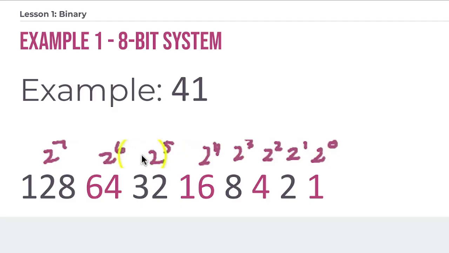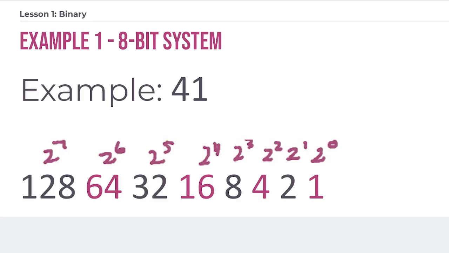All right, so we have to ask ourselves, how many groups of 128 can I make with 41? Well, the answer clearly is 0. How many groups of 64 can I make with the number 41? The answer is absolutely 0. Not evenly anyways. All right, how many groups of 32 can I take out of 41? Aha, I can actually take one away. So I will end up with 1 in the 32's place. I have eliminated 32, which means that I've got 9 left. 41 minus 32 gives me 9.